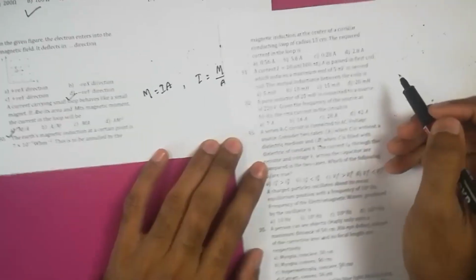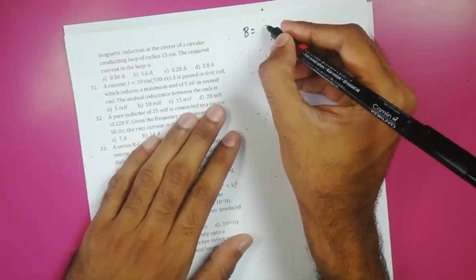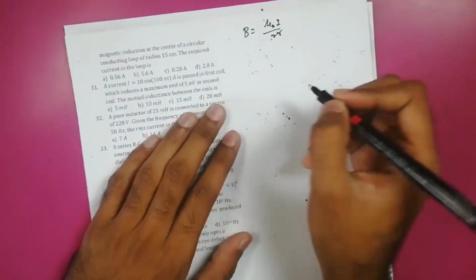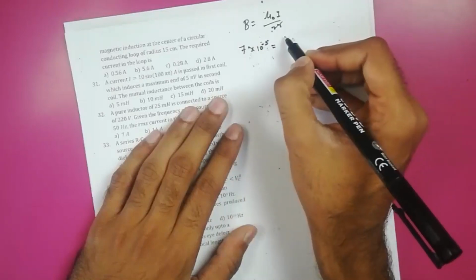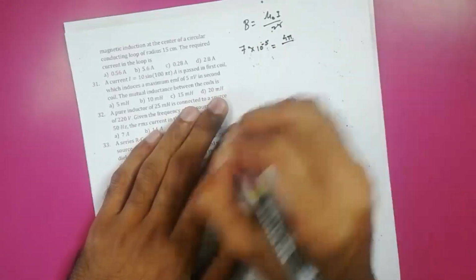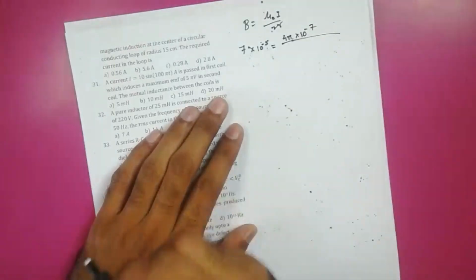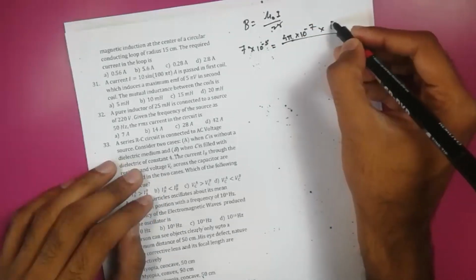Okay, now it's direct, because if we are talking about a circular loop, we know that the magnetic field provided by the circular loop is given by mu 0 I upon 2r. So we know each of the values. We know that the magnetic field is 7 into 10 to the power minus 5. We know 4 pi into 10 to the power minus 7 can be taken as the mu 0 value. You need to remember this value. Current is not known, 2 into the radius.